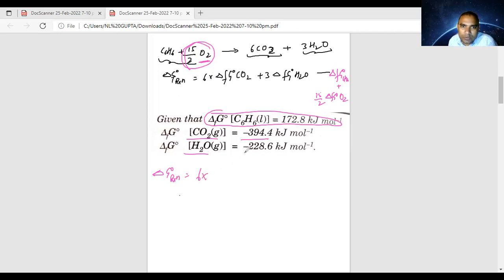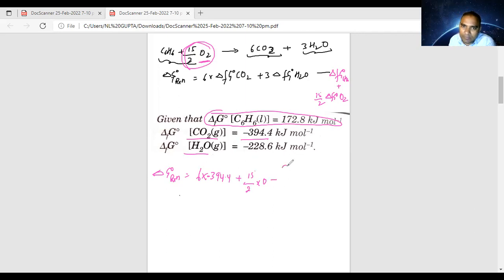So 6 into CO2, you can check the value here is minus 394.4. So this is going to be minus 394.4. Again, you need to see oxygen. I told you that oxygen is in the standard state. It will be 0, like H2 and O2, they exist in the environment in the same form. You need not prepare them.